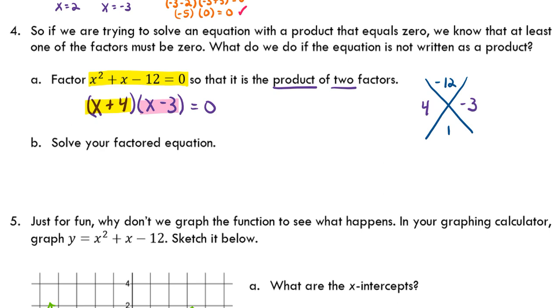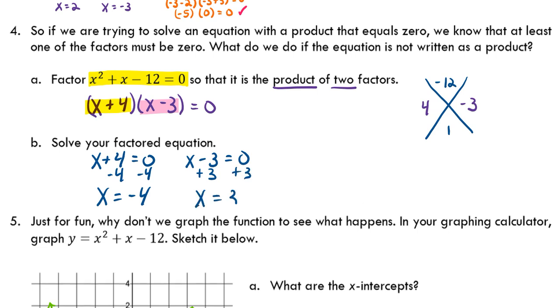To solve, we would simply take each of those factors and set them equal to 0. And we've already solved this one. No, we did not solve this one. So we would do a quick solving by subtracting 4 from both sides to get x equals negative 4. And here we would add 3 to both sides to get x equals positive 3. Both of those numbers would make the equation true.